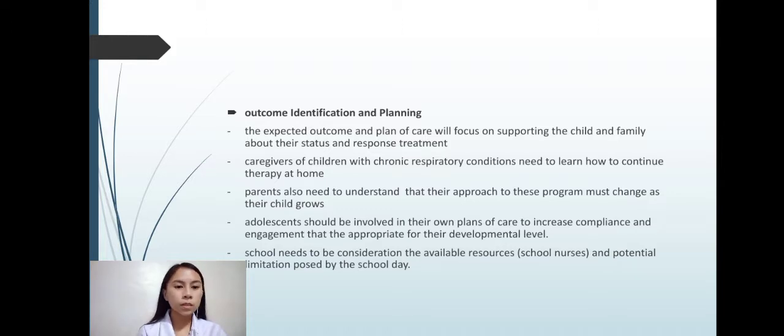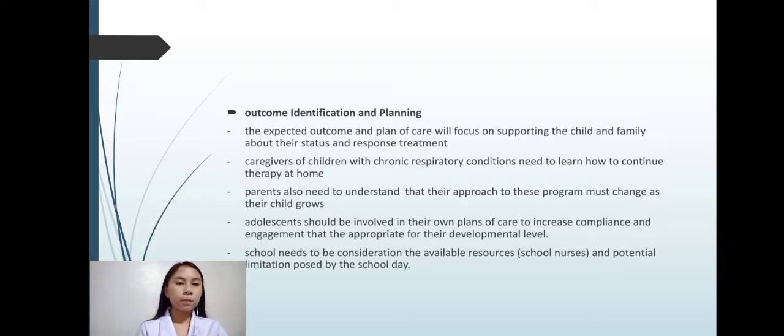Parents also need to understand that their approach to this program must change as their child grows. Helping families plan exercise and learn proper medication administration and use techniques are important nursing activities. What is important is that independent nursing interventions should be used in caring for a child with respiratory dysfunction.